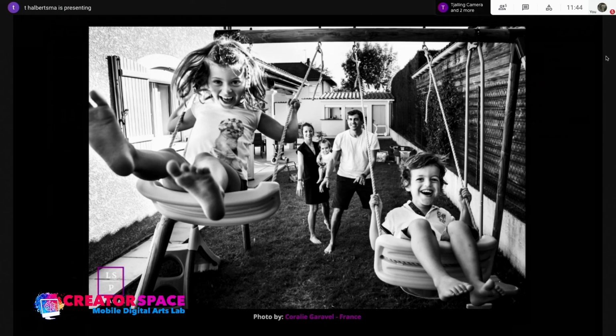Beautiful photo by Carly Gravel from France. Especially the timing, you know, the swings right in the right time, so you see the rest of the parents and the baby, and there's some movement in it, and yeah, it's great. And leading lines, great spot.